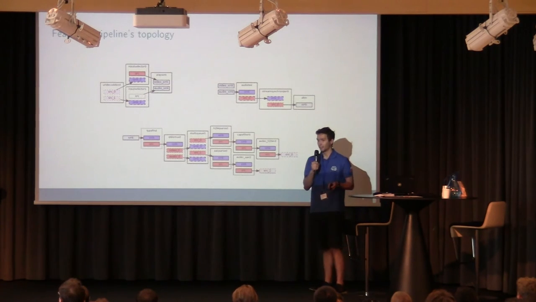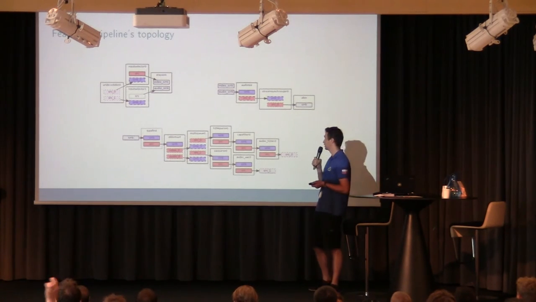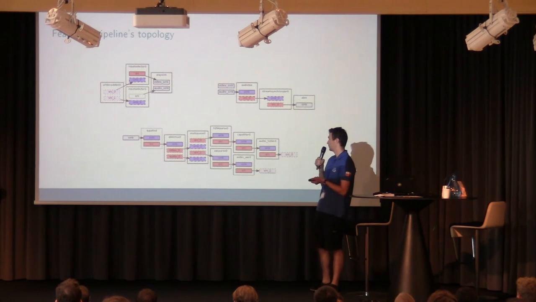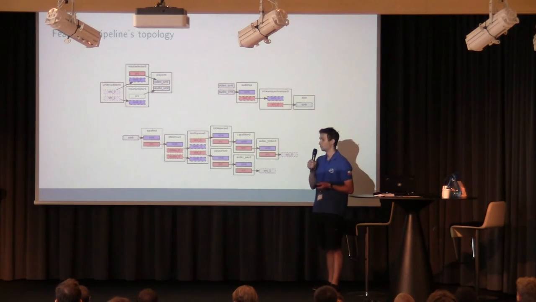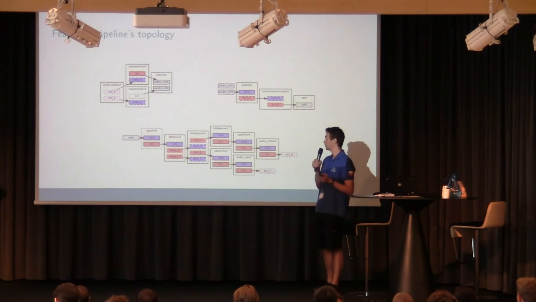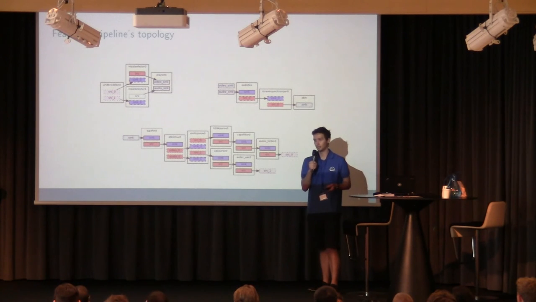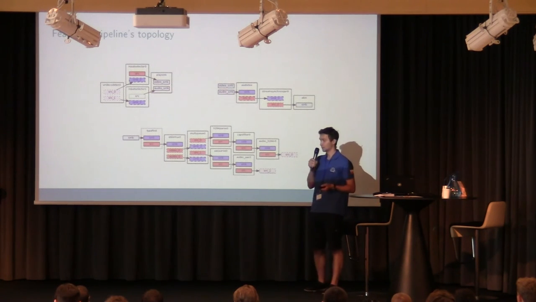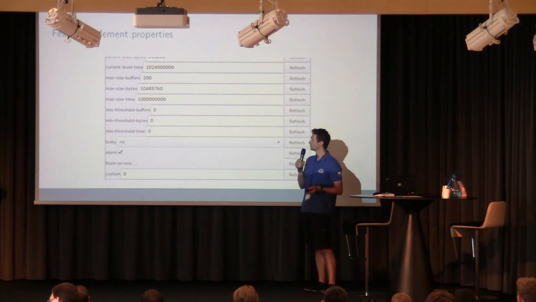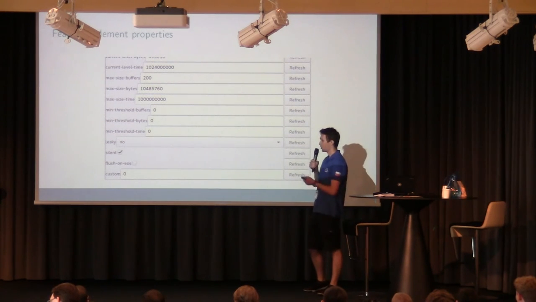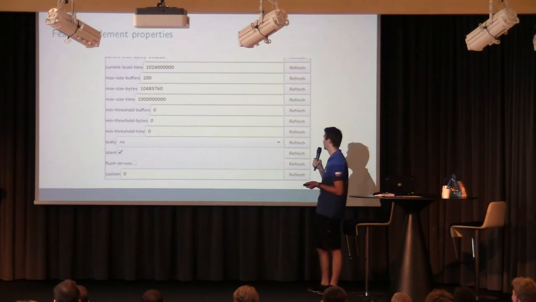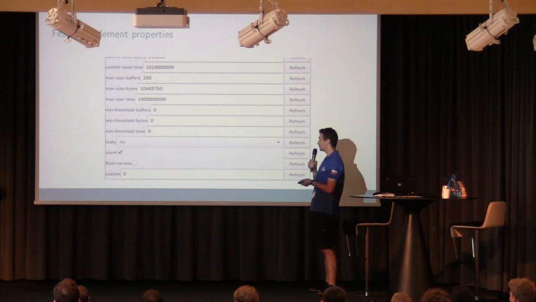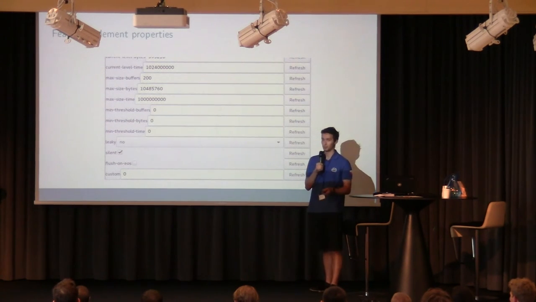So, the most important features. At first, you are able to watch the pipeline's topology. I mean, all the elements or all bins of your pipeline are available in the application. You can get inside a specific bin and view all pads or elements inside the bin. The second feature is properties. You can both watch the property values and change these values as well.